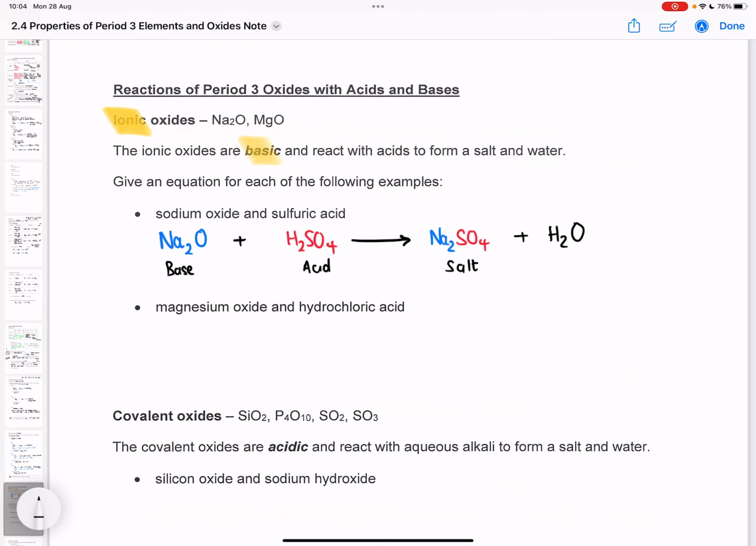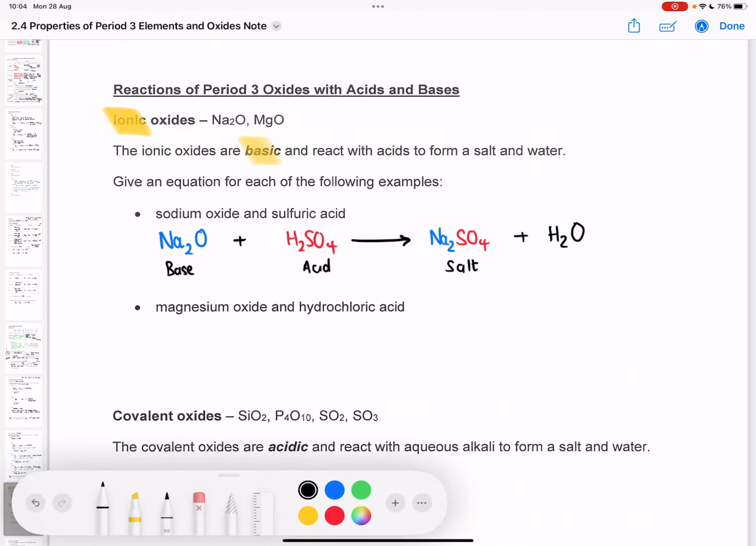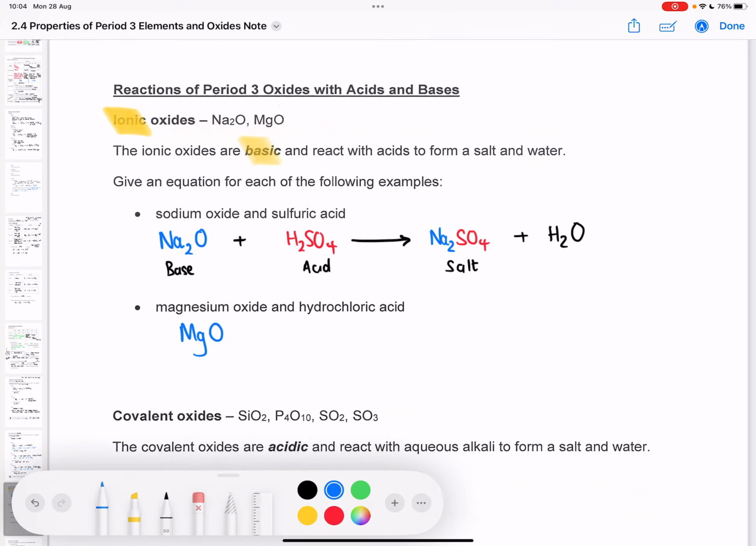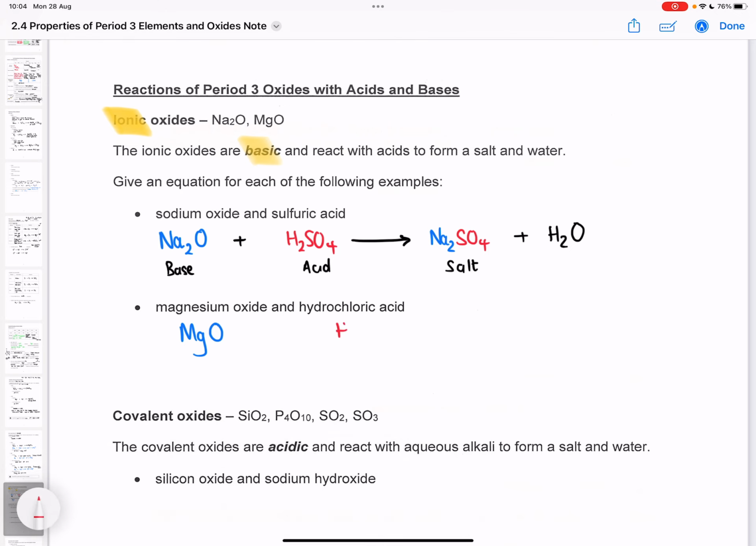So just pause the video and check your balancing. You'll see that that was balanced anyway. Then let's have a look at our next one. We got magnesium oxide. So Mg is in group 2, so we get MgO. And then our acid being hydrochloric acid, HCl.